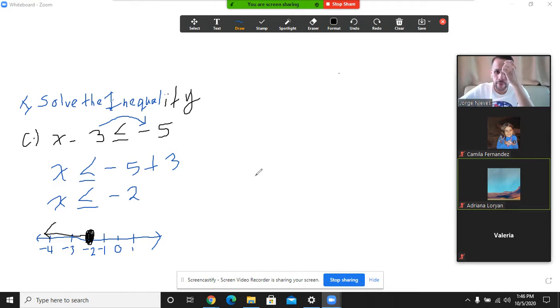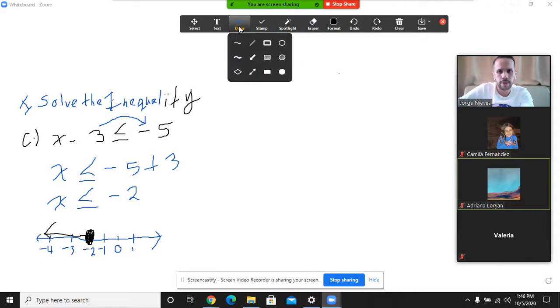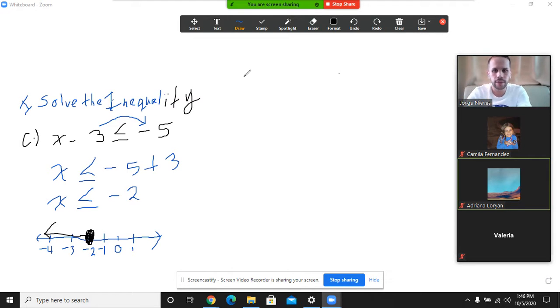Okay, so now I'm gonna do problems of inequalities with variables on both sides. It's very similar, but there's gonna be some difference. Okay, this will also be from your book. Imagine we got 2x minus 6 is greater than 3 minus x.